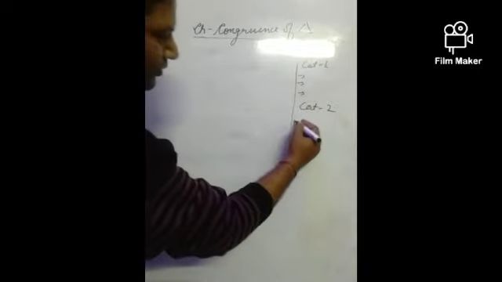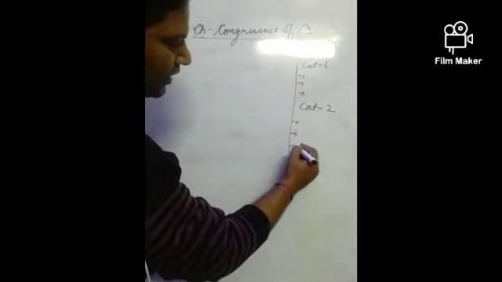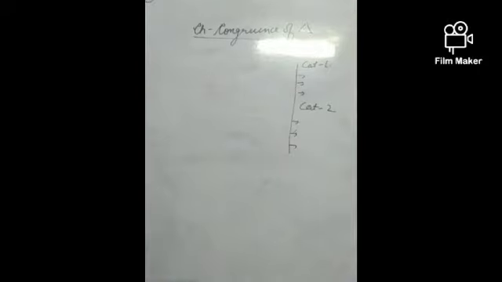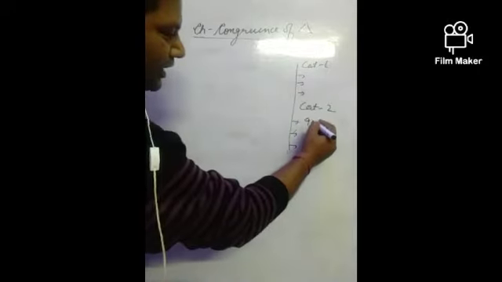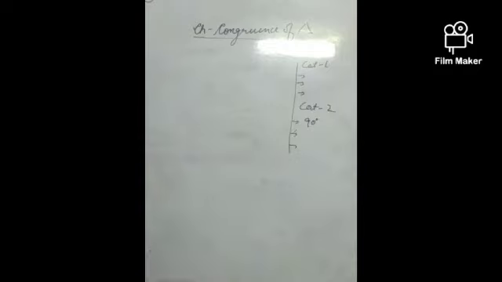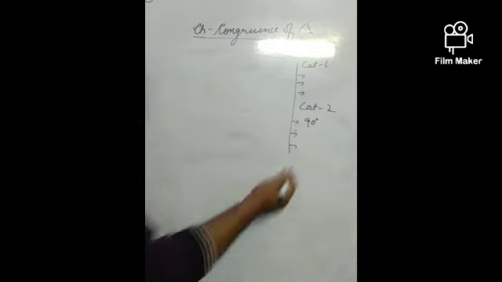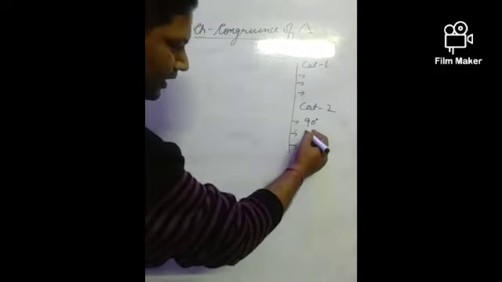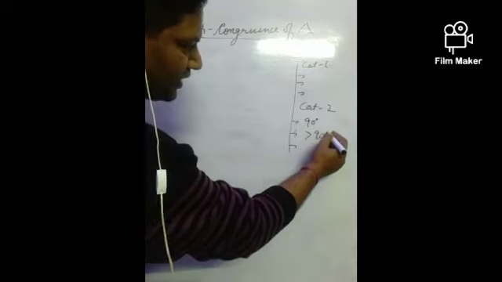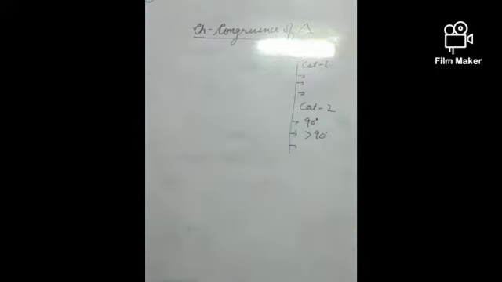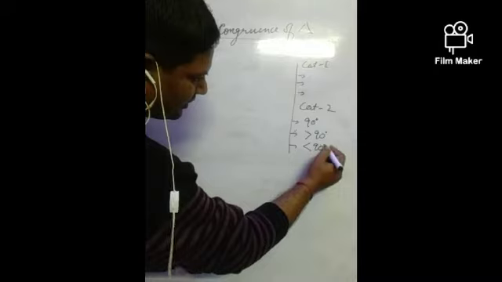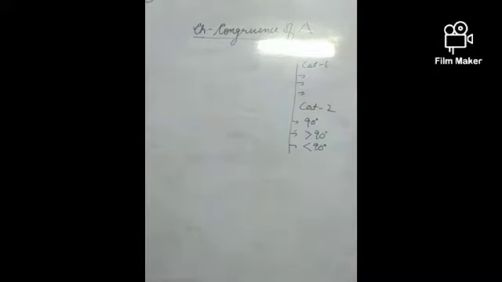In category 2, that is based on the angle. If a triangle has at least one angle of 90 degrees, that is a right angle triangle. Very simple. A triangle having at least one angle more than 90 degrees is an obtuse angle triangle. And the third is a triangle in which all the angles are less than 90 degrees, that is an acute angle triangle, right? So these are the categories.